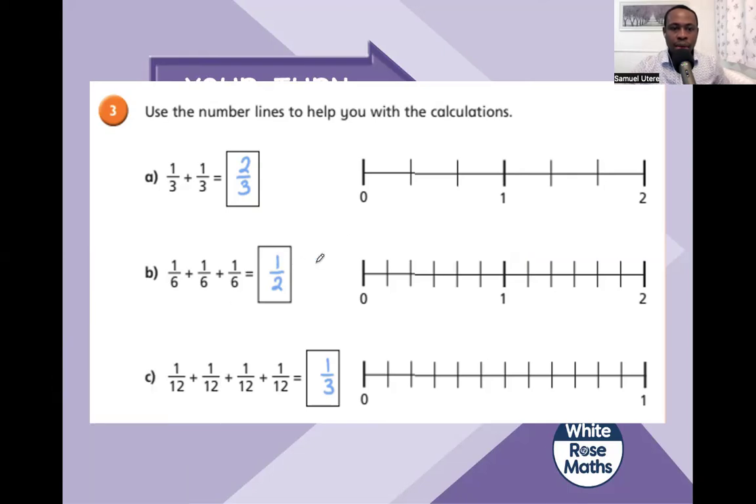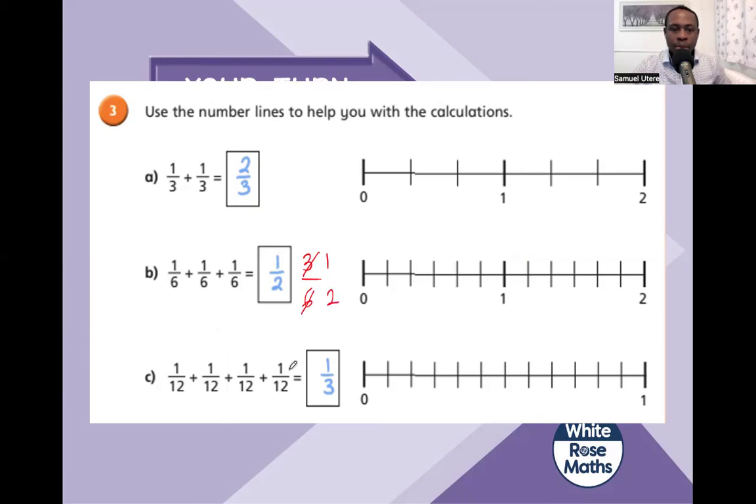So here we have 3/6. Now, if you look at 3 and you look at 6, 3 is a factor common to both of them. So we can use 3 to divide the numerator, which will give us 1, and we can use 3 to divide the denominator, which will give us 2.